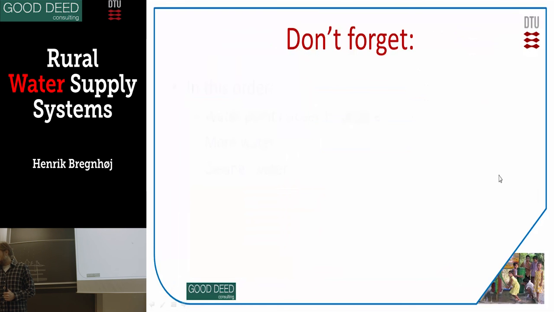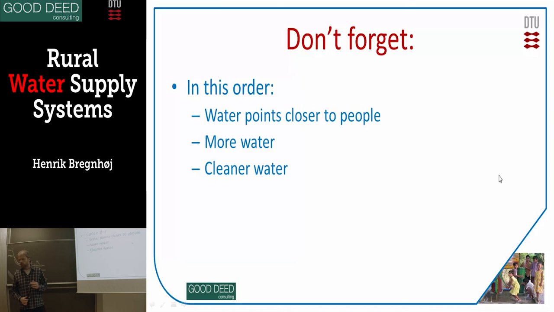Right, we're coming to the end here. This is kind of a summary for the whole water supply topic here. First, the importance is to get water closer to people. Again, it's more important to have more water than to have cleaner water. First of all, you need more water to clean your hands and so on. So you get water closer to people, you look at more water, so you have enough. You need at least, say, 20, 25 liters per person per day. Then you have enough for washing hands.